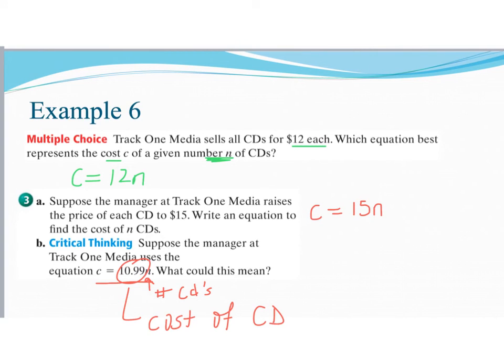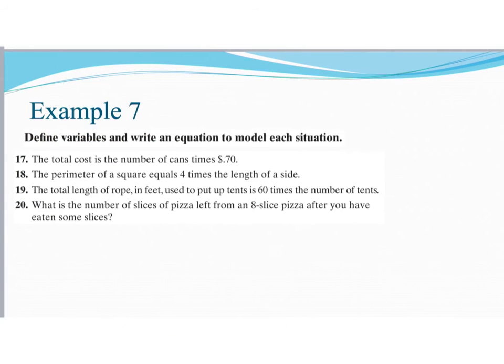Okay, and clearly it looks like it's a discounted cost. So now for example 7, we're going to come up with a variable and write an equation to model each situation. So for 17, it says the total cost, so usually I like to use C for cost, is, notice I have that word is, which means equal, the number of cans times 70 cents. So I'm going to go 0.7 times my number of cans, and I'm going to call the number of cans N, since I don't know what that is.